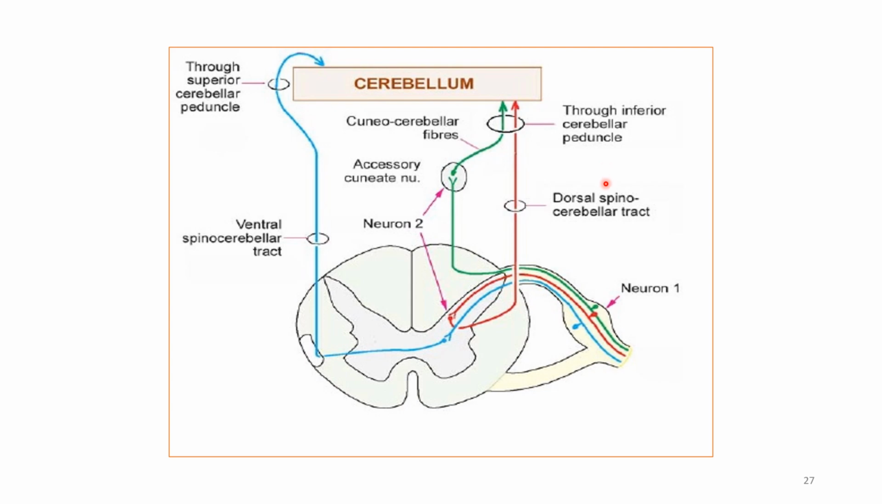Then comes the cuneo-cerebellar fibers. So first, this green one, the first order neuron will come and it will synapse in the accessory cuneate nucleus. And the second order neuron will go through the inferior cerebellar peduncle to the cerebellum.